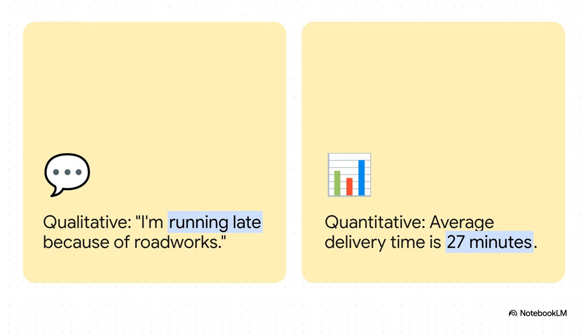Now, quantitative data, that's all about numbers and things you can measure, like the average delivery time is 27 minutes. Simple. But qualitative data is descriptive. It tells you the story behind the numbers, like a driver saying, I'm running late because of a traffic jam on the main road. See? The number tells you what happened, the description tells you why. You need both to get the whole story.